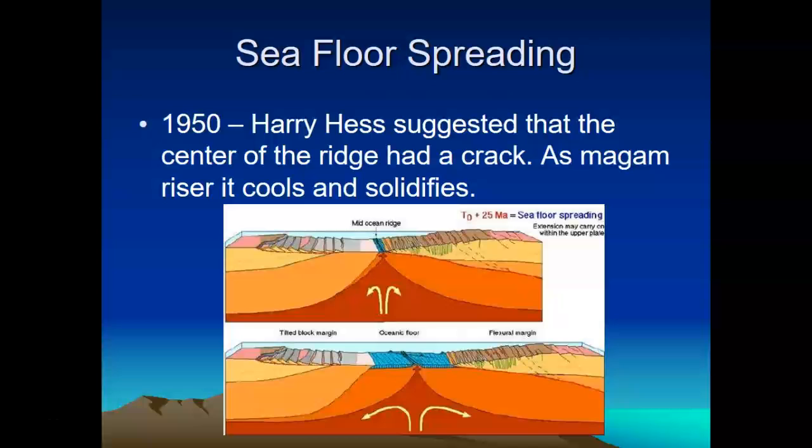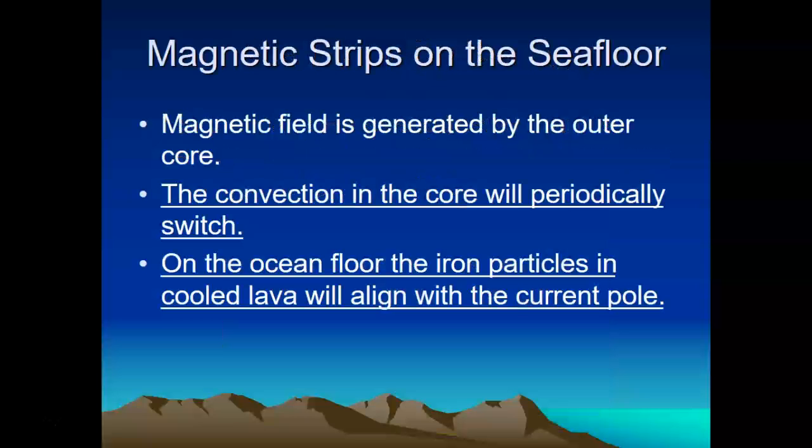And Harry Hess is the one who actually suggested this, that the center of the ridge had a big crack in it, and the magma would rise and cool and solidify, making new crust by that mid-oceanic ridge. And so this crack actually runs all along the Earth, and we'll talk more about it, but we're mostly going to focus in on the Atlantic Ocean, where we can really get some good evidence.